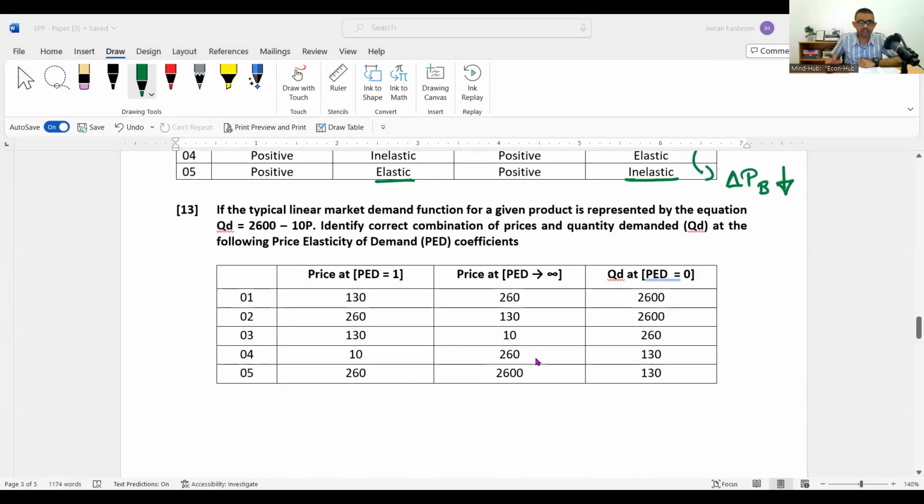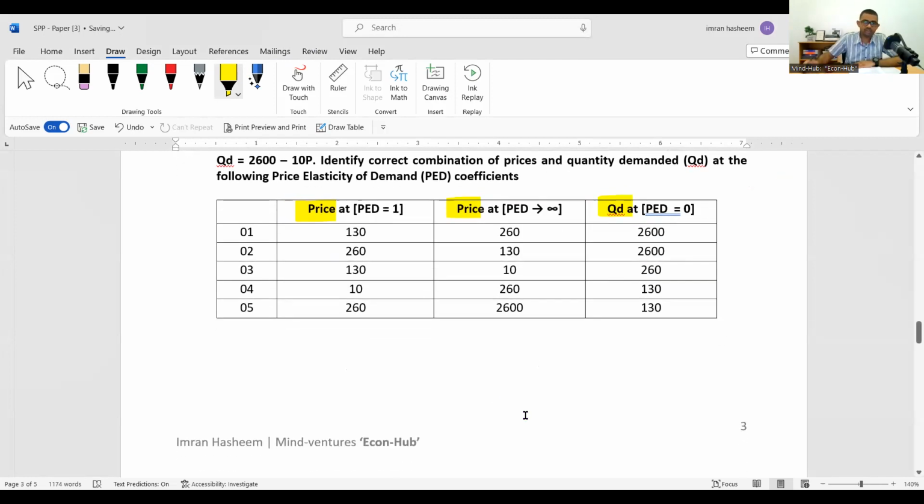Then question 13. If the typical linear market demand function for a given product is represented by the equation QD equals 2600 minus 10p, identify the correct combination of price and quantity demanded at the following price elasticity of demand, PED, coefficients. So at one point I'm asking for price, then at another point I'm asking for QD. Shall we do this quickly? It's very easy. I'll visualize it for you this way.